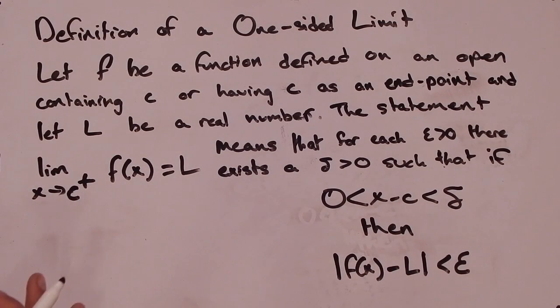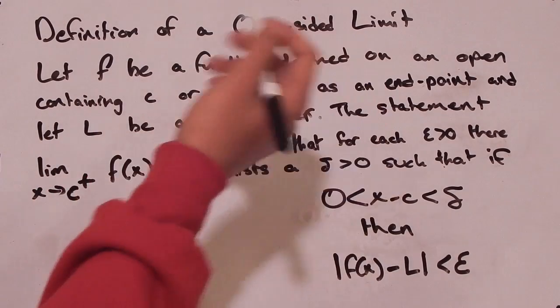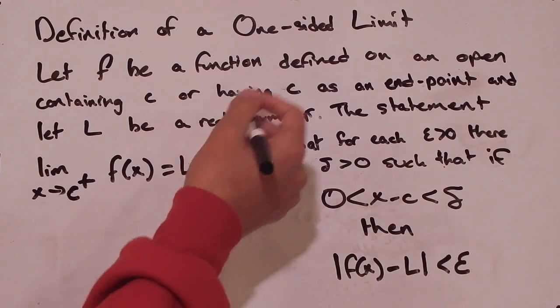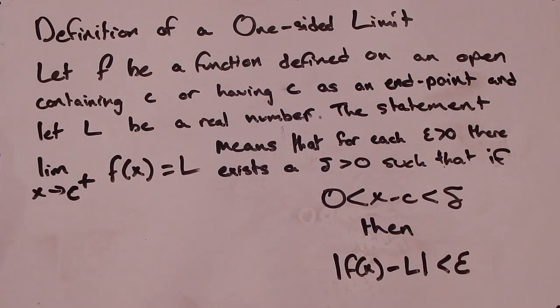So I'm going to read off this definition, and you're going to see a few differences between this and the last definition. Let f be a function defined on an open interval containing c or having c as an endpoint. So in this case, c can actually be the endpoint of the open interval. It doesn't have to be inside it. And let L be a real number.